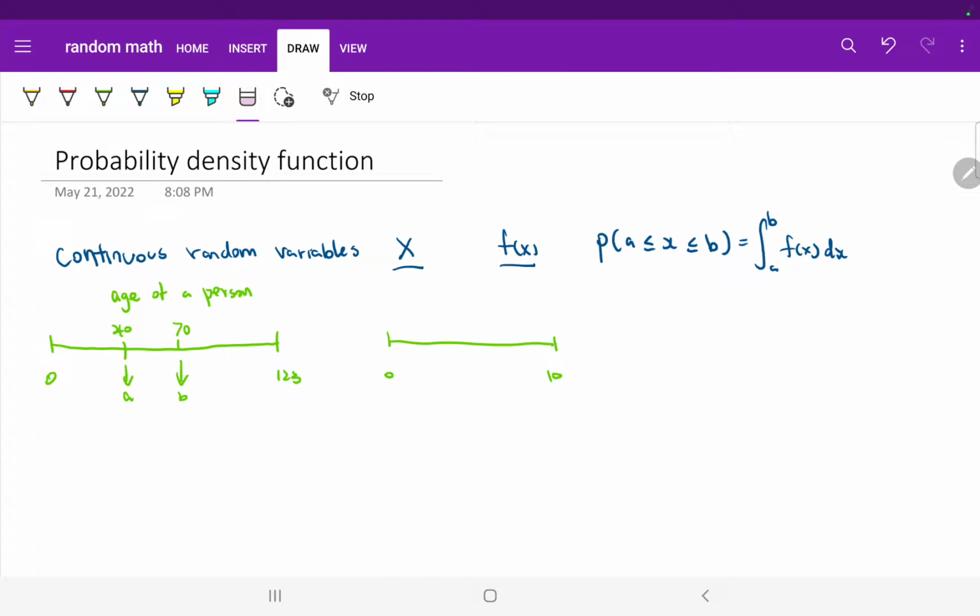So today we're going to take a look at the probability density function. Before we get into that, I want to first introduce the idea of continuous random variables and what it means.